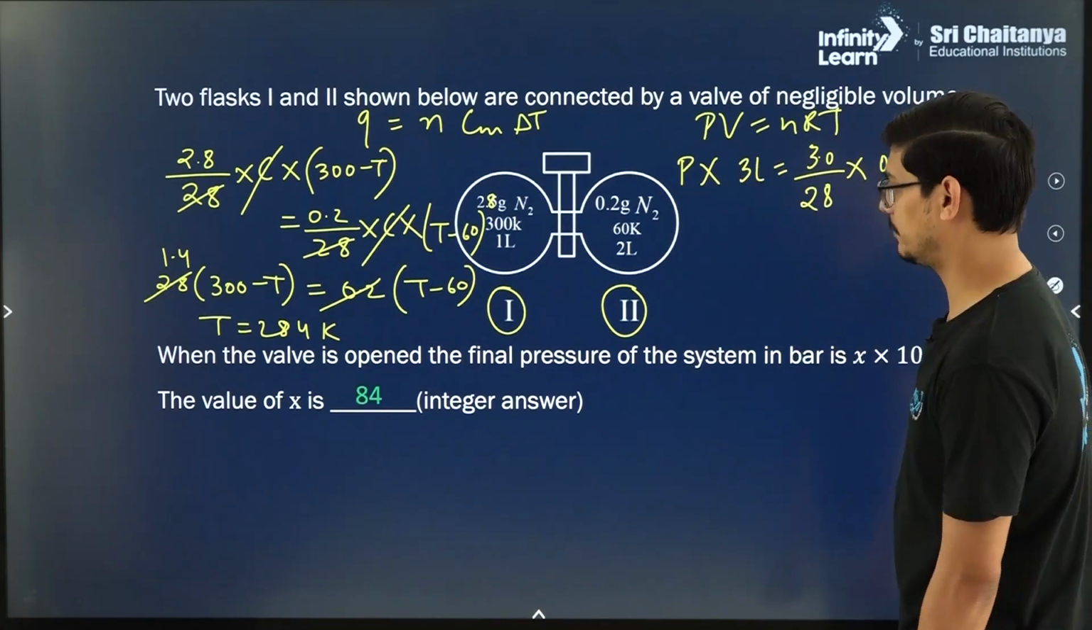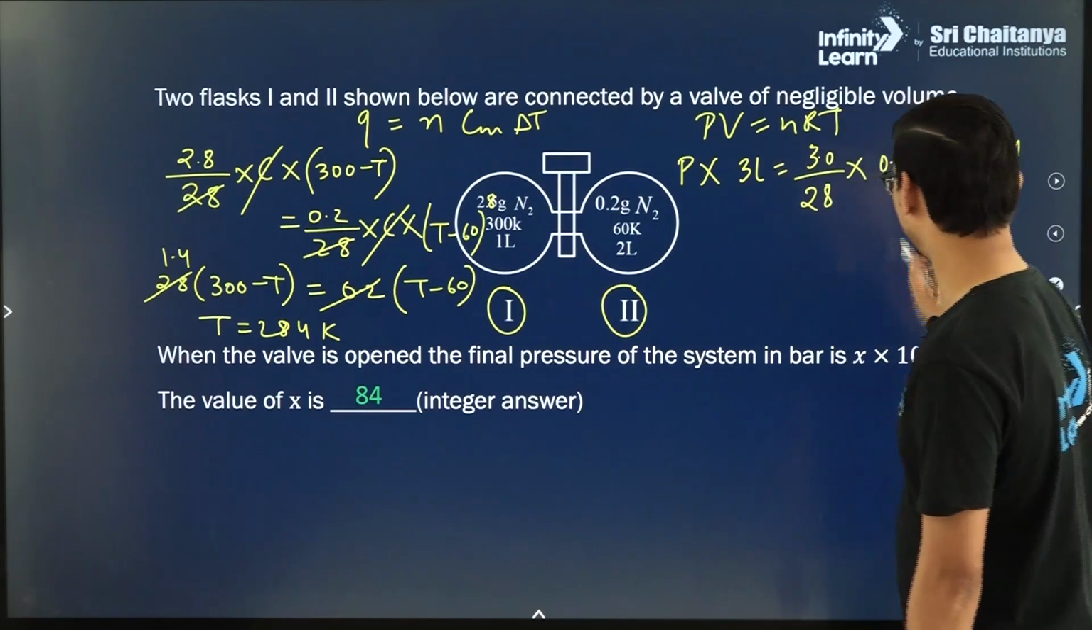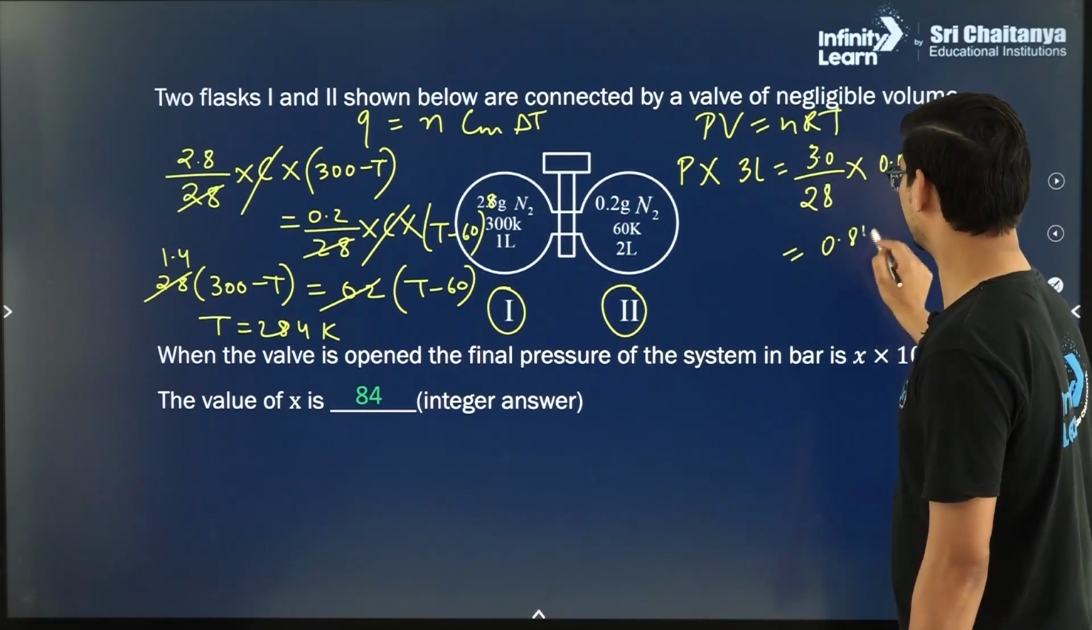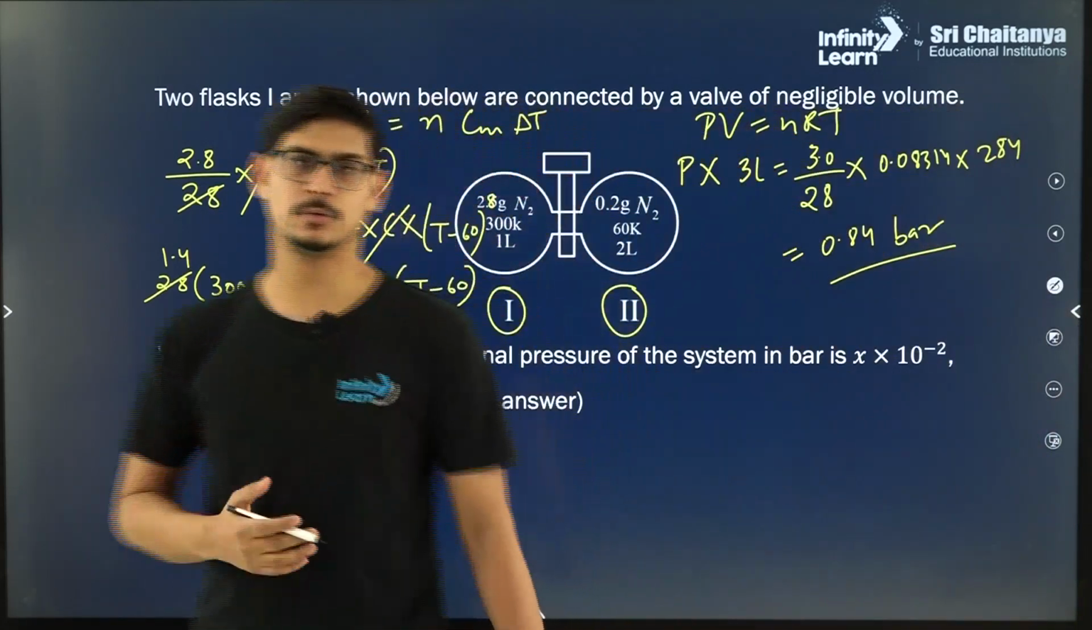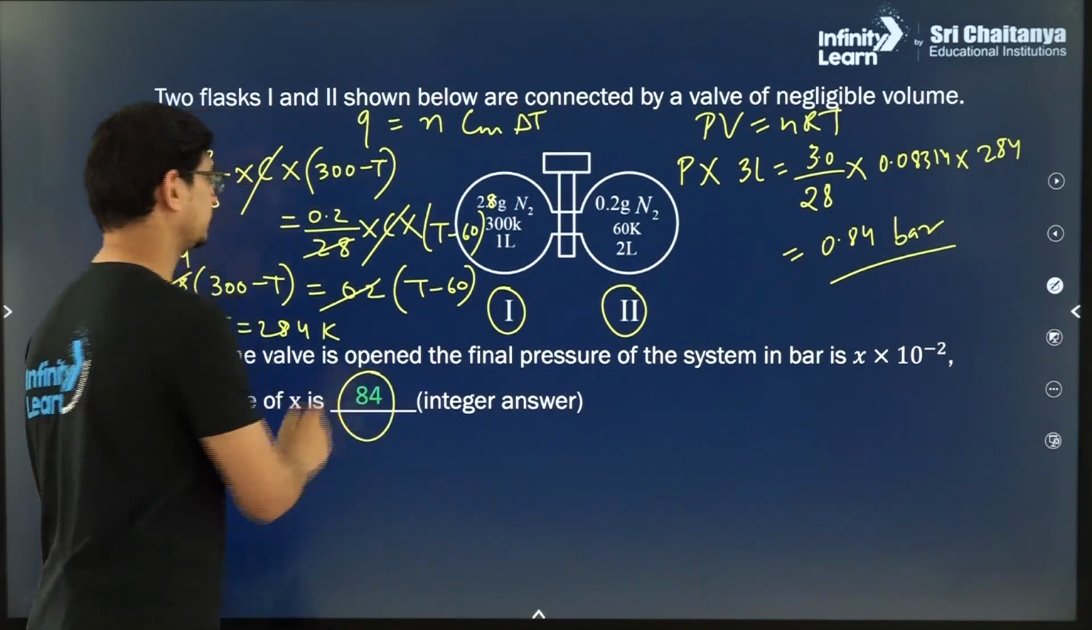So now you can solve it for pressure. It will come out to be approximately 0.84 bar, which is 84 into 10 raised to the power minus 2.